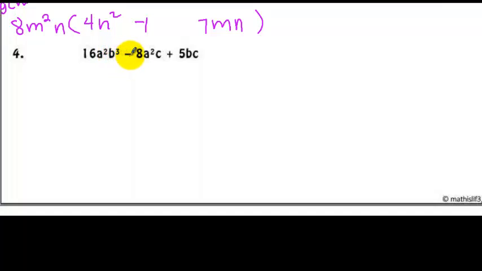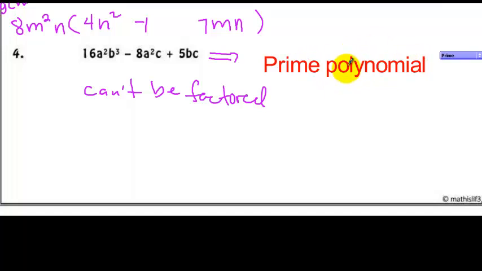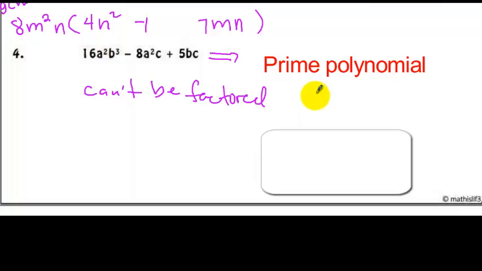In this case, we cannot factor this given expression. So it cannot be factored. It means that this is a prime polynomial. Prime polynomial means we cannot factor anymore the polynomial. So this one cannot be factored. It is considered as a prime polynomial.